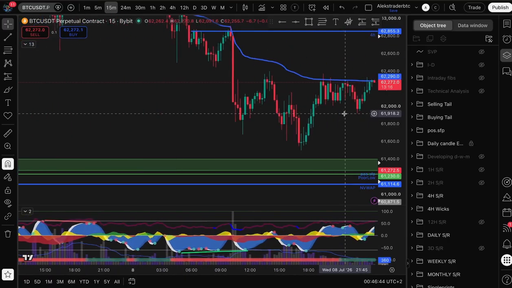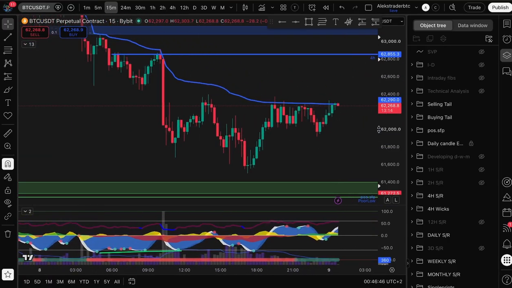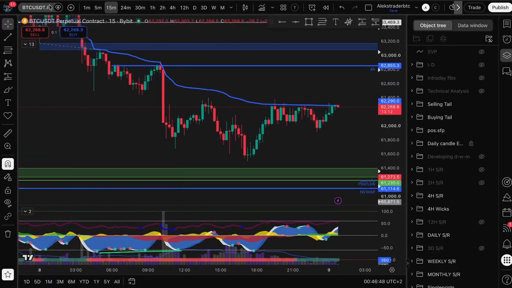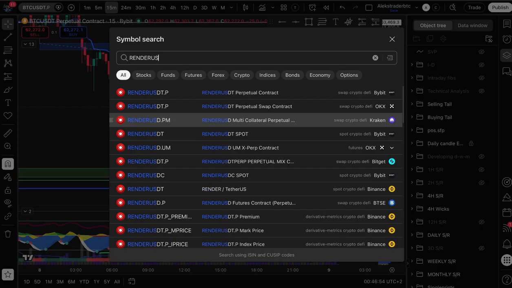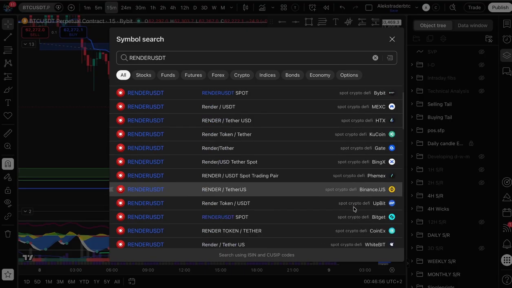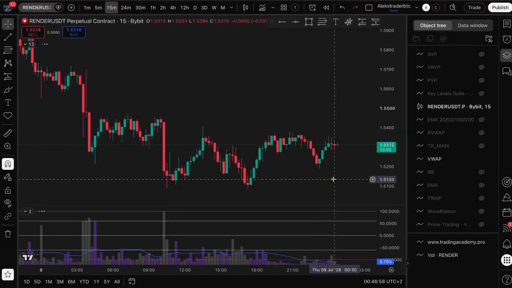And please look for it, look for confluences, and look for risk management in terms of position risk and also risk to reward on the trade. Look at Render as well because I got a question on that in my group. Take a quick look at Render.